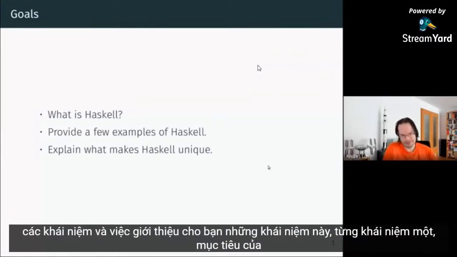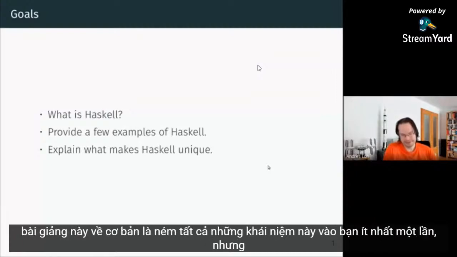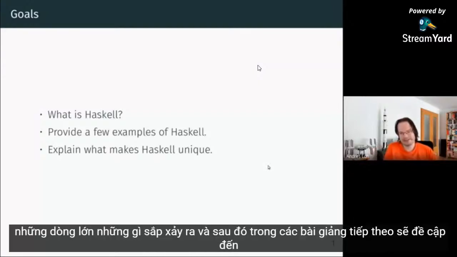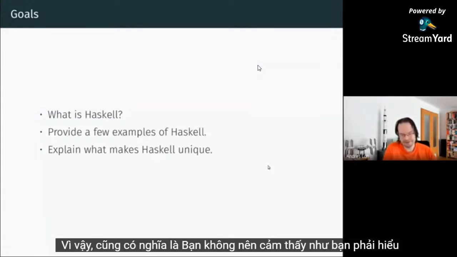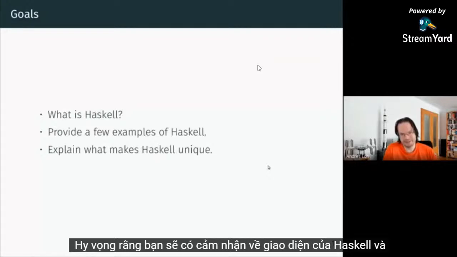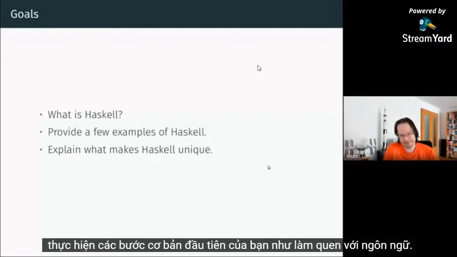Rather than introducing you to these concepts one by one, the goal of this lecture is to essentially throw all these concepts at you at least once, but relatively superficially, so that you have heard the terminology and know in big lines what's coming. Then in the next lectures, we're going to deal with everything again in much more detail. So you shouldn't feel like you have to understand everything completely just now. Hopefully you'll get a feeling for the look and feel of Haskell and make your first basic steps towards getting familiar with the language.